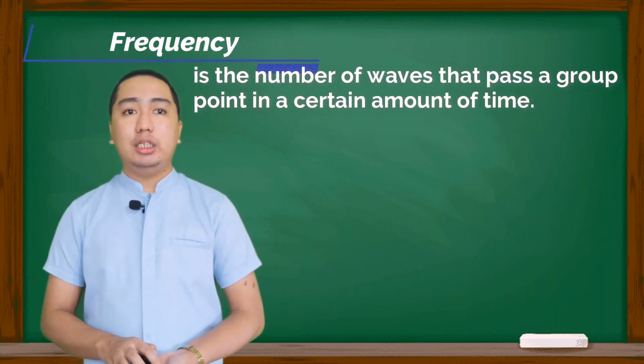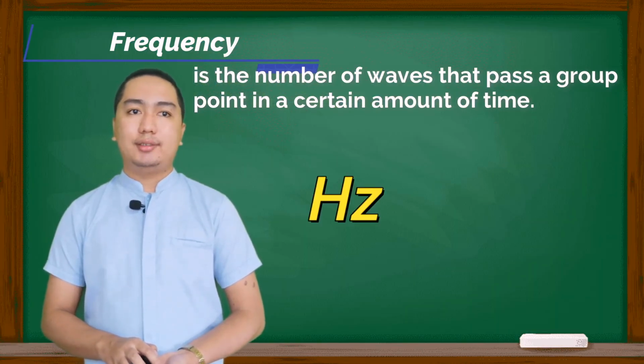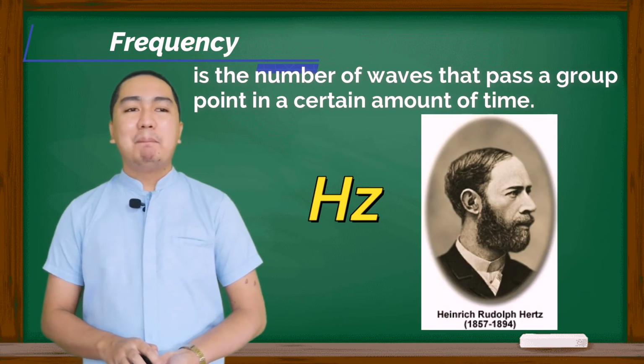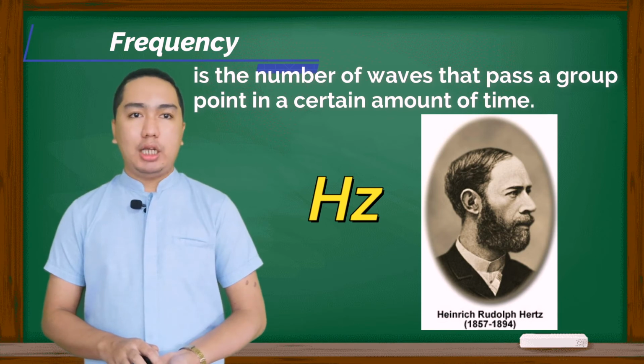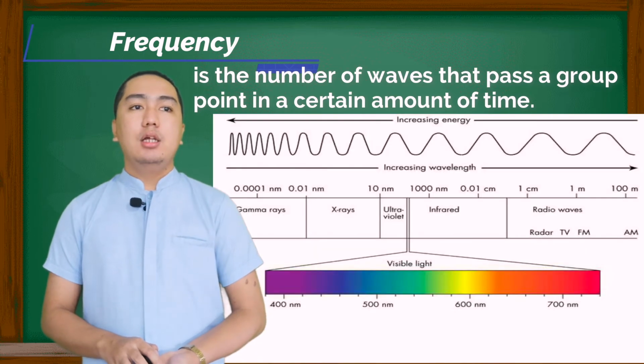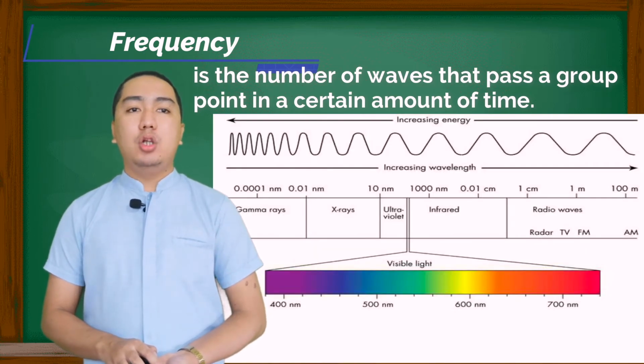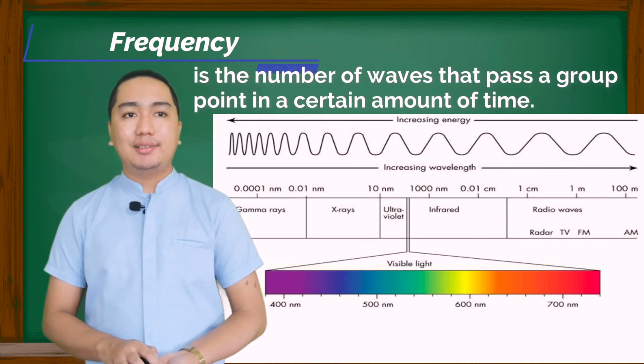Frequency is measured in a unit called Hertz, named after the German physicist Heinrich Hertz, who discovered radio waves. 1 wave per second equals 1 Hertz. Notice that waves with long wavelengths have low frequency and waves with high frequencies have shorter wavelengths.